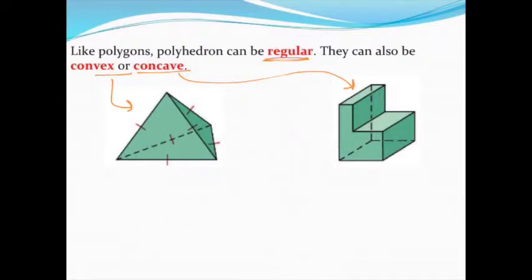Regular meant in a polygon, all angles and sides were congruent to each other. So a similar definition for polyhedron, I can see this first example has all those edges congruent because of those tick marks, so that could be a regular polygon, or polyhedron.